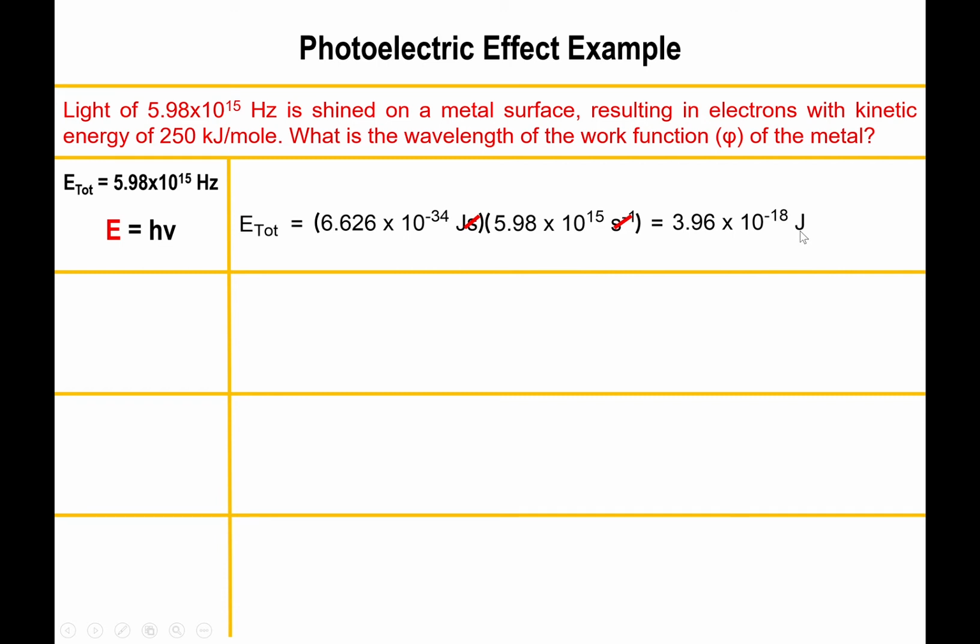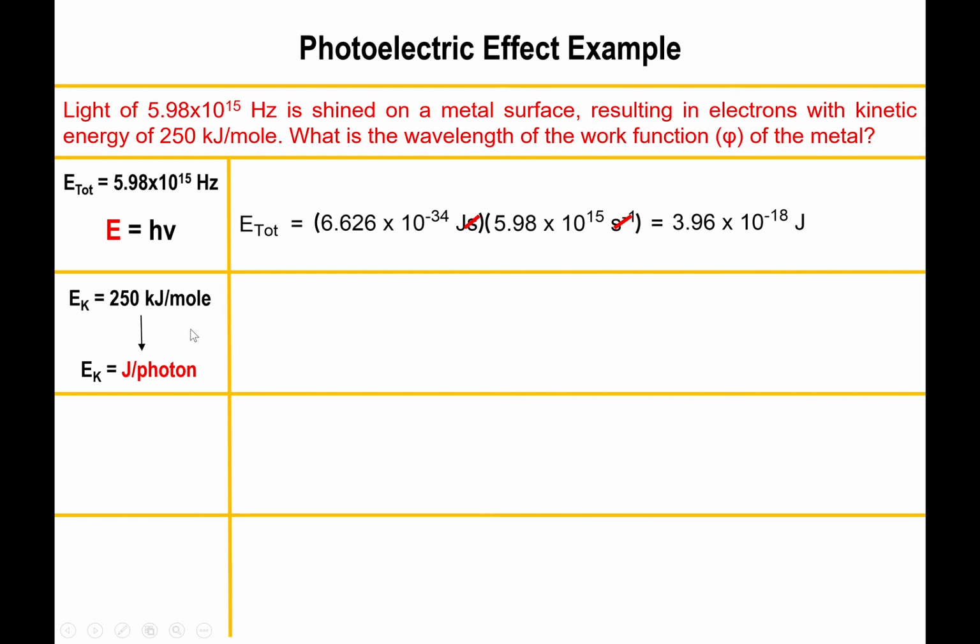Okay, so we found out the energy in joules for the light source. This is the total energy of the system. Now in the problem, we're being told that the electron comes out of the metal surface with an energy of 250 kilojoules per mole. This is the kinetic energy of the electron. And since the units are in kilojoules per mole, the only place we can really go is to joules per photon, also known as regular joules.